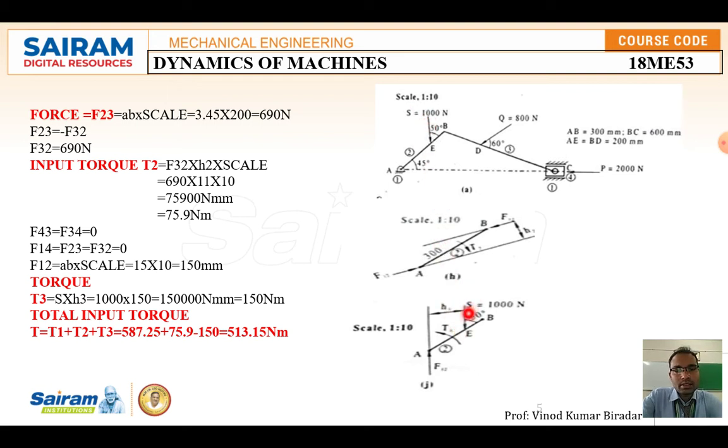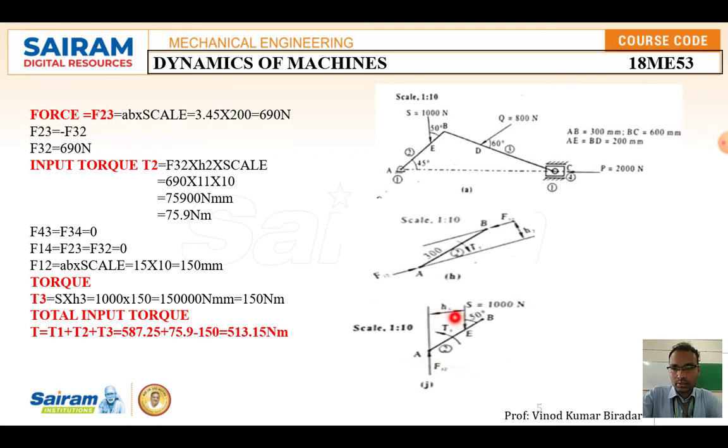Exactly, draw the opposite force parallel to each other. Keep the scale on this. Draw a parallel line down and show the opposite direction forces. This is also 1000. Again, you measure the height between these two, so again you have to calculate the torque.